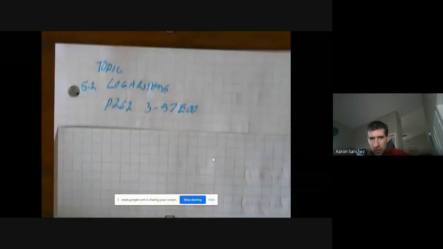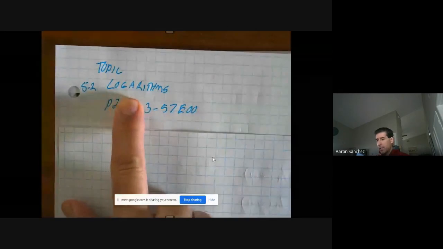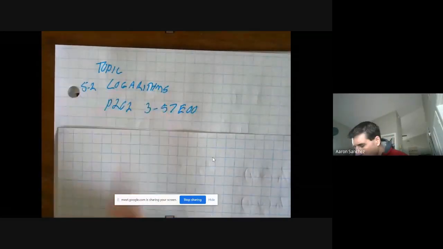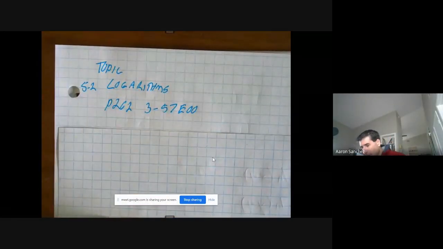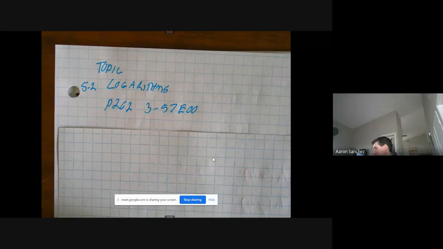Okay, assignment. The topic is logarithms. Logarithms. Logs. It's page 262, 3 through 57, every other odd. Every other odd. So go ahead and write that down. Put your name, date, period on the right.